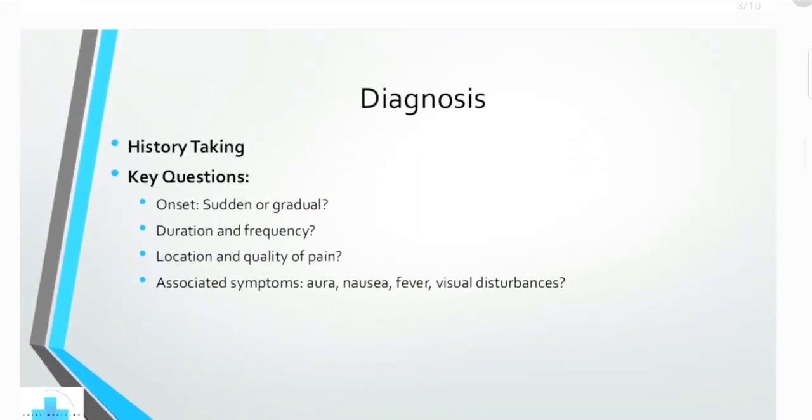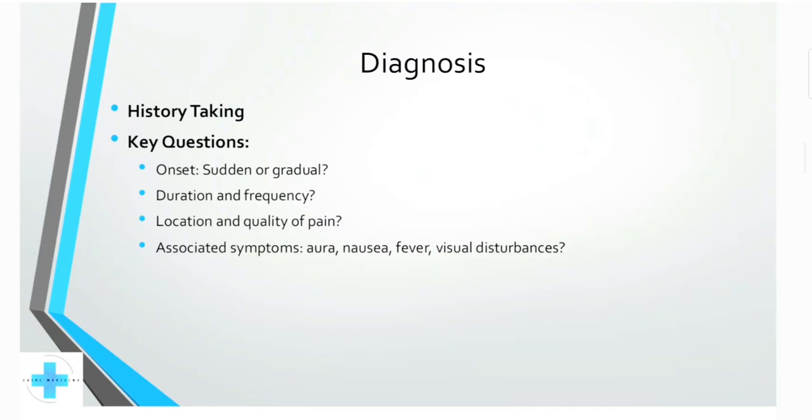Okay. In terms of diagnosis, you're going to want to do some history taking to find out, well, what's the onset of it. Is it sudden? Is it gradual? The sudden stuff, as you can imagine, might be a bit more severe. You want to find out the duration of it and frequency. Right, so the duration in terms of how long does this particular episode of headache last, and also how often does it occur. That would be your frequency.